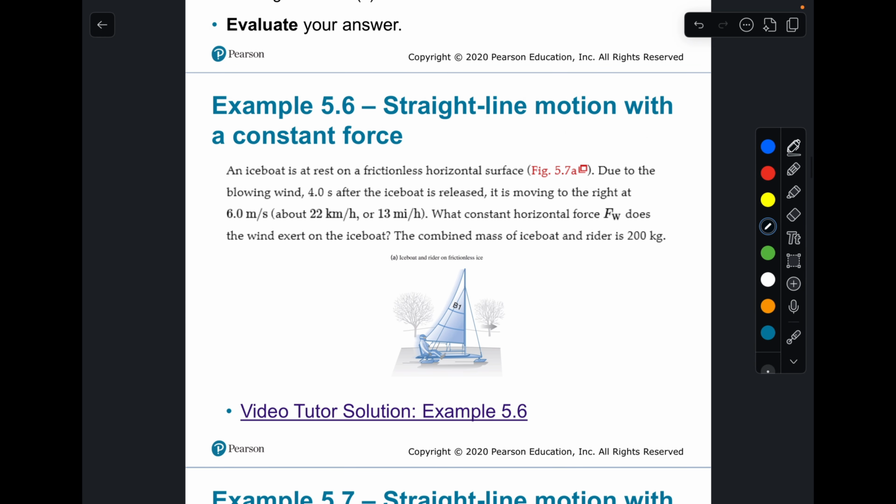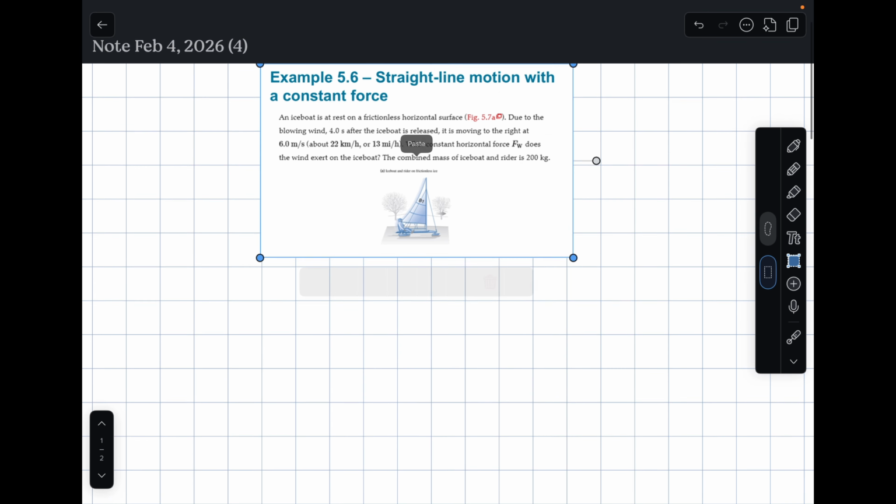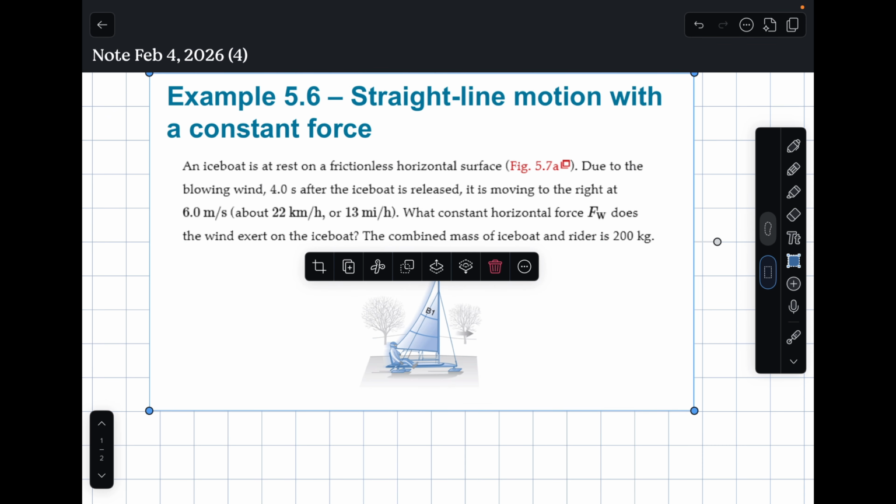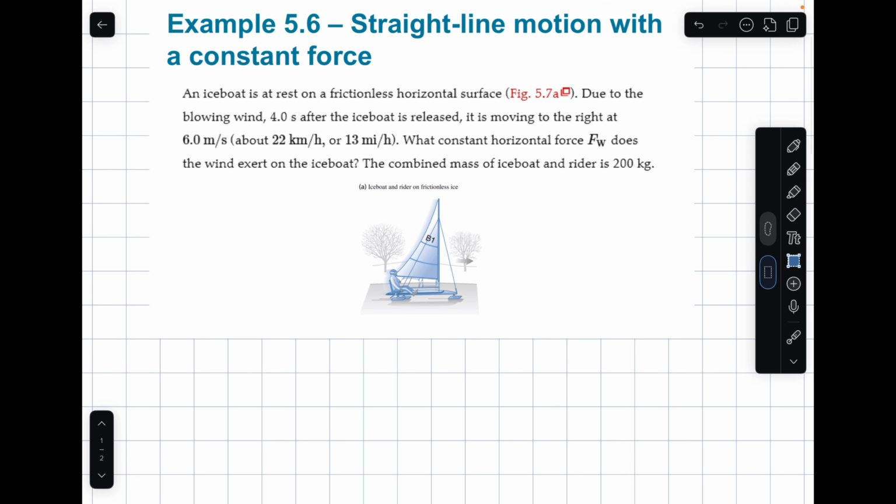So let's do this example here. So we have a boat and it's moving on a frictionless horizontal surface. And due to the blowing wind, 4 seconds after the ice boat is released, it's moving to the right at 6 meters per second. The question is, what constant horizontal force does the wind exert on the ice boat? And the combined mass of the ice boat and the rider is 200 kilograms.